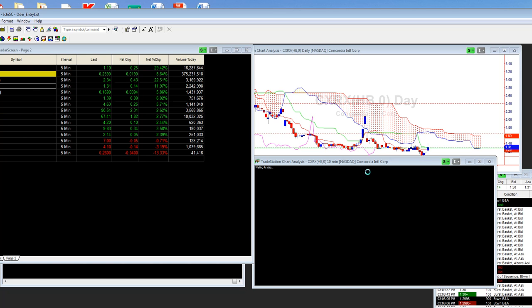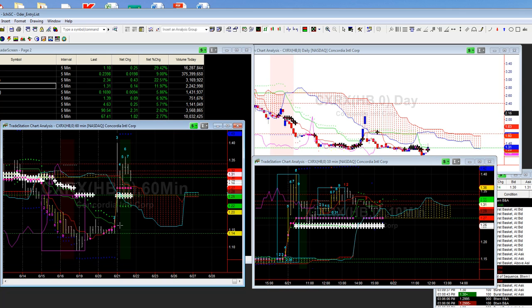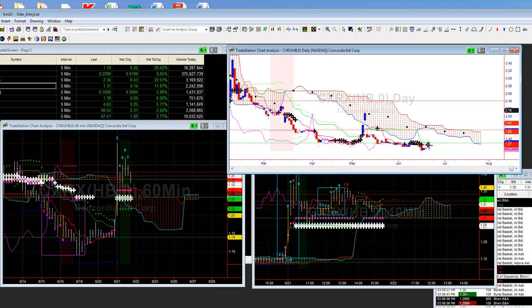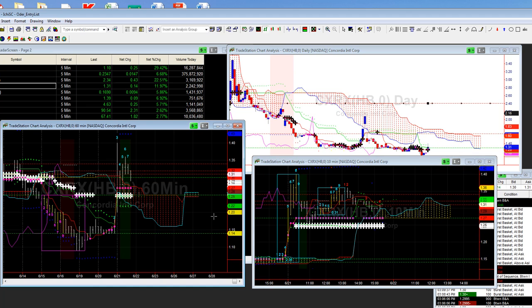Okay. CXRX, Concordia International, same type of deal. It gapped up today. Daily cross below the cloud, so be wary of that. We like to say that if it's below the cloud on the daily, it may not be as good as if it's above the cloud on the daily. Got to be careful of resistances.